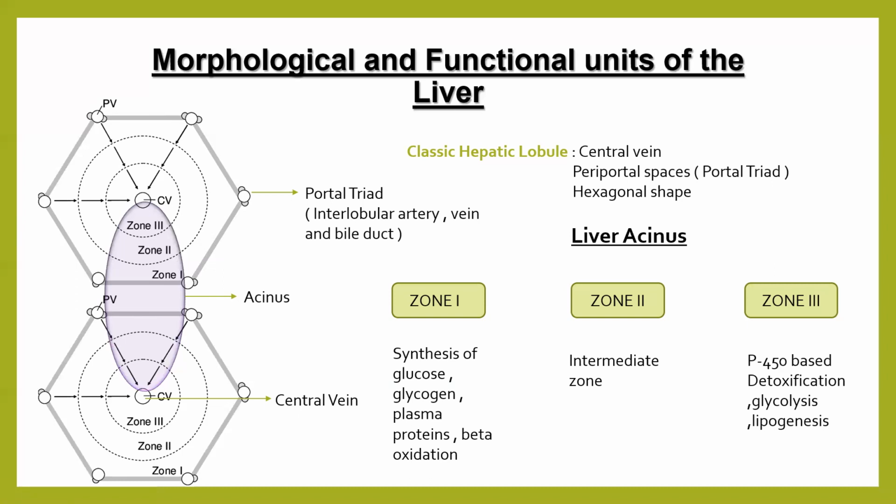But we have to remember that this zone is also the first zone to come in contact with the toxic substances, because all the blood that is taken from the portal circulation first comes in contact with zone 1. Then we have an intermediate zone, zone 2, and zone 3. Zone 3 is the closest zone to the central vein. So it's understandable, since it's the zone furthest away from the portal triad, that it is also the zone at risk of ischemia. The job given to this zone does not require that much oxygen, like cytochrome P450 based detoxification, glycolysis, and lipogenesis.